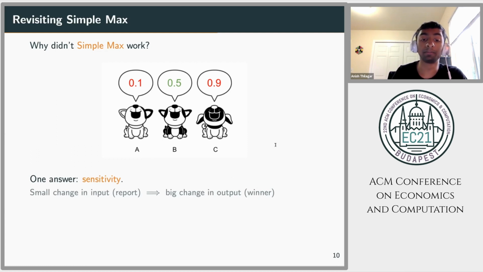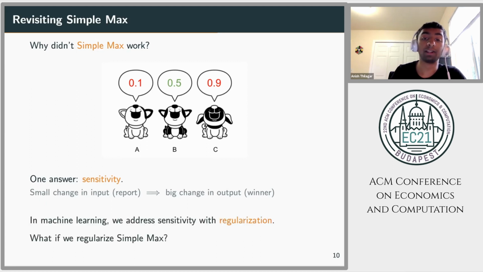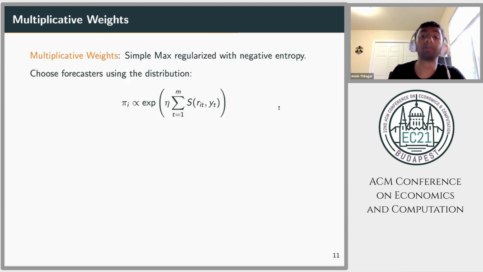So this is really a sensitivity problem where small changes in the input are causing big changes in the output. And sensitivity is something that has been studied a lot in machine learning, and we know the answer to it is regularization. So what happens when we regularize simple max? This is also something that people have done a lot. Specifically, if we regularize with negative entropy, we get multiplicative weights, which is very well known.